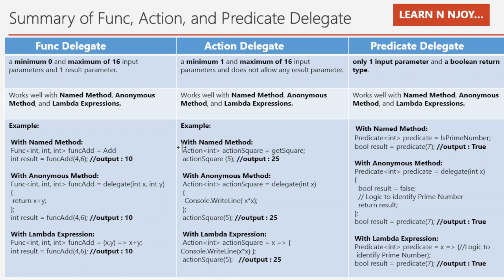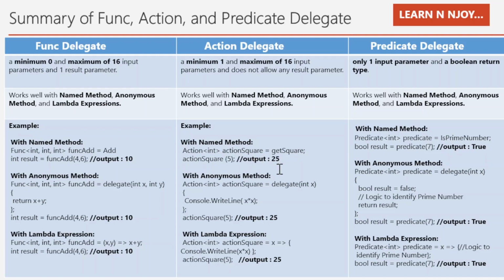In the Action delegate, I have written this with a named method. So GetASquare is a method that calculates a square value and prints that value, right? I have called this GetASquare method with the help of this Action delegate instance, calling this action square instance and passing the value 5, and it gives me the output as 25.